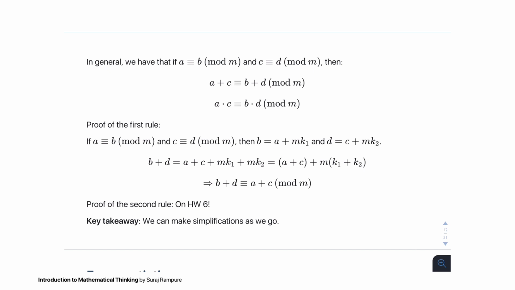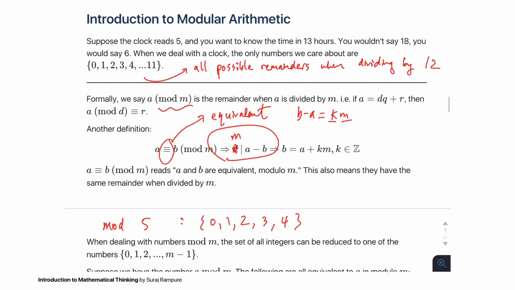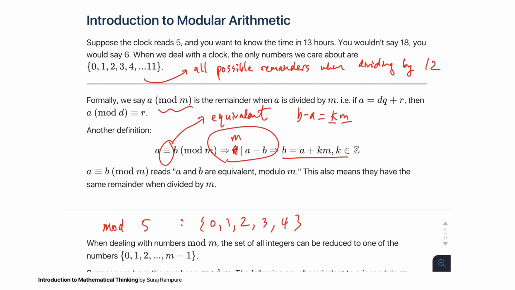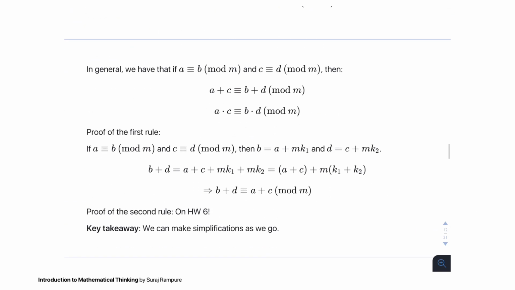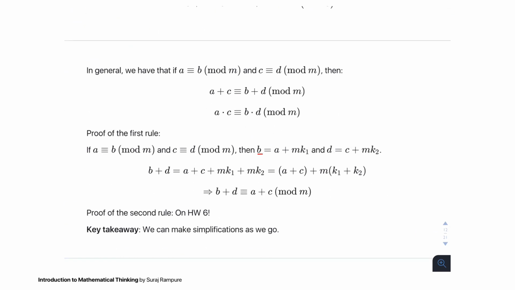So the first rule, we know that if A and B are equivalent mod m, and C and D are equivalent mod m, then from what we saw a few slides ago, from this rule right here, we know that we can say B is the remainder, A is the remainder when you divide B by m, and C is the remainder when you divide D by m. Is that clear? I could also write this the other way.